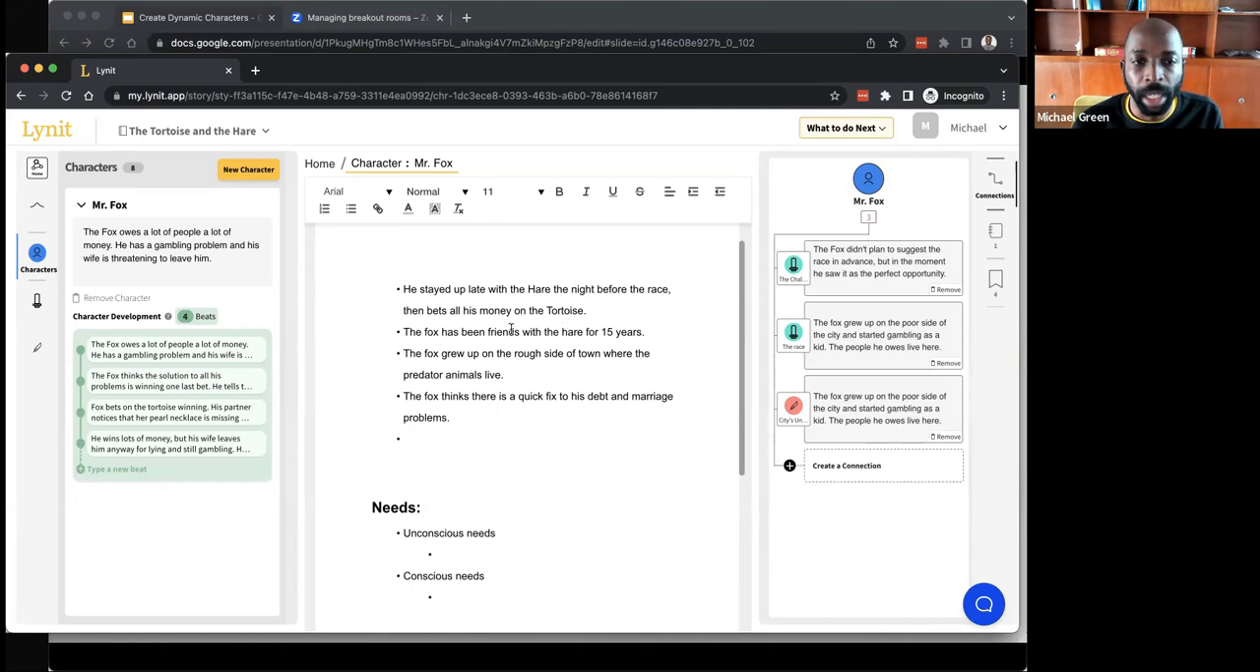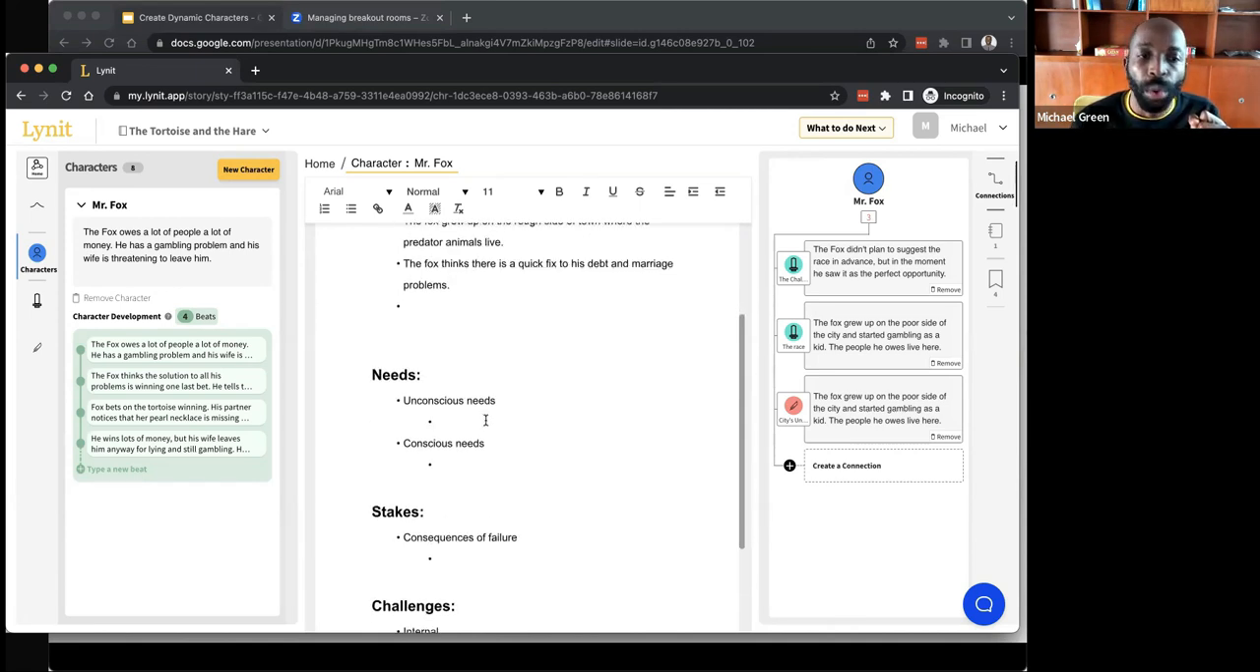And then in this document, we have some ideas, notes, and concepts about this fox. He stayed up late with the hare the night before the race, and then he bet on the tortoise. He's been friendly with the hare for 15 years. He grew up on the rough side of town with the predator animals. And he thinks there's a quick fix to his debt and to his marriage problems. So that's a little context around the fox.